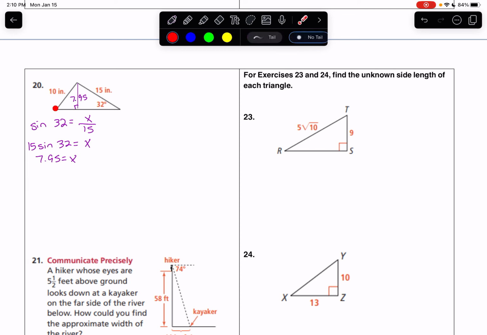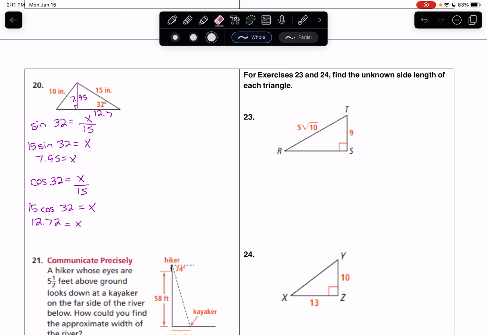But then I need the base. I can get part of this base right here by using trigonometry with this triangle on the right. Instead of using sine, opposite over hypotenuse, I can use cosine, adjacent over hypotenuse. I can say the cosine of 32 equals adjacent x over hypotenuse 15. Multiply both sides by 15. And put that in my calculator. Get 12.72 equals, in this case, x is the right-hand side of the base of the triangle.